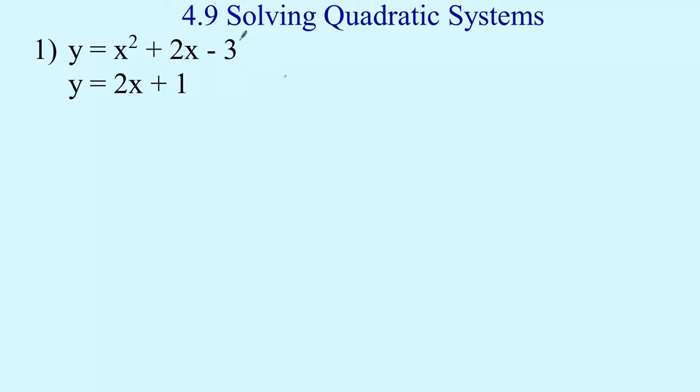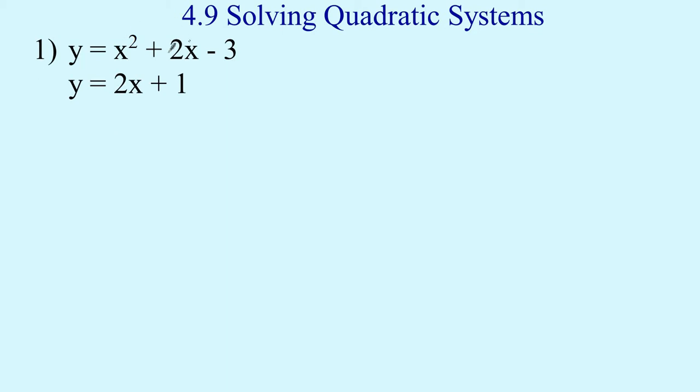Hello! Today we're going to talk about 4.9, solving quadratic systems. So there's two ways we can go about it. The first way, of course, is the same way we solved other systems. We did either substitution or elimination.